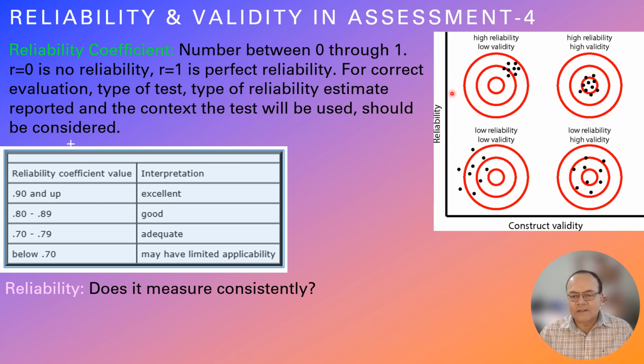See, high reliability is where they are clumped in one position. Low reliability is when they aren't clumped. So the main thing is that reliability means: does it measure consistently? Does it measure consistently?